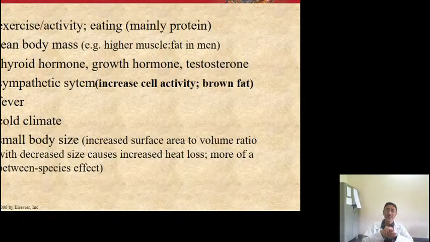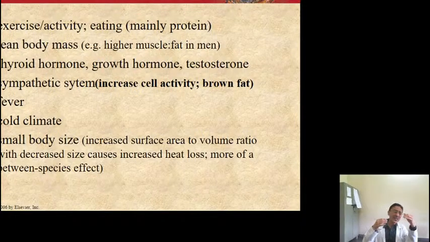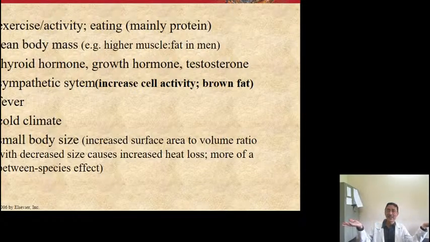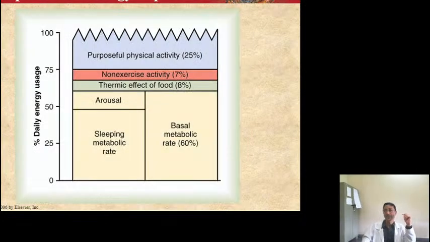So in cold climate, the basal metabolic rate is increased to protect the body against the extreme cold conditions outside. Then this is another thing where you will find that a small body size will have a raised metabolic rate, because the surface area to volume ratio with decreased size causes increased loss. Now this is not usually seen in human beings, but when you compare in the animal world, small animals, rat versus an elephant, there is an increased surface area to volume ratio, and a decreased size will cause increased heat loss. So a small body size will cause an increase in the BMR.